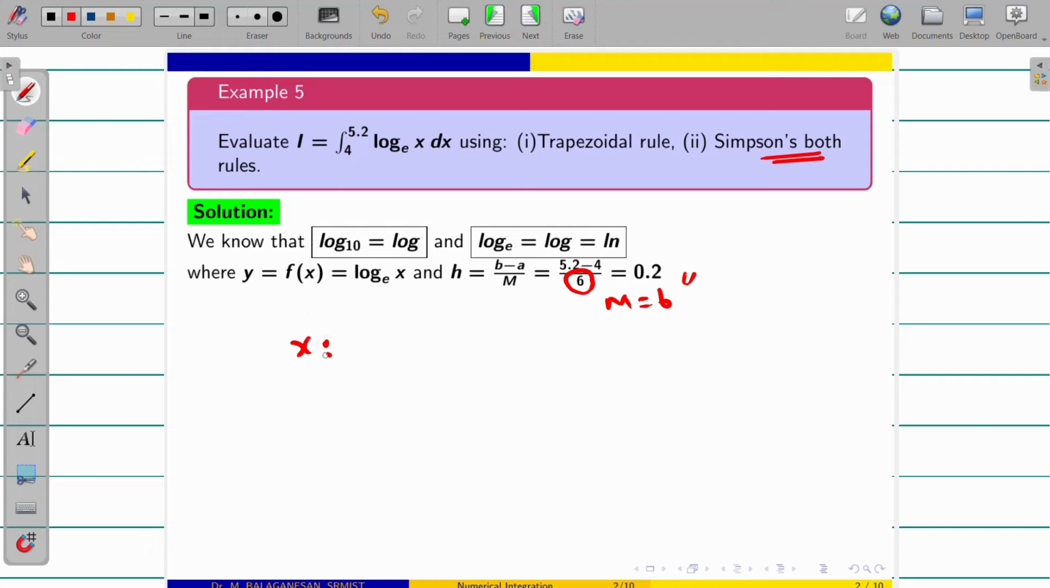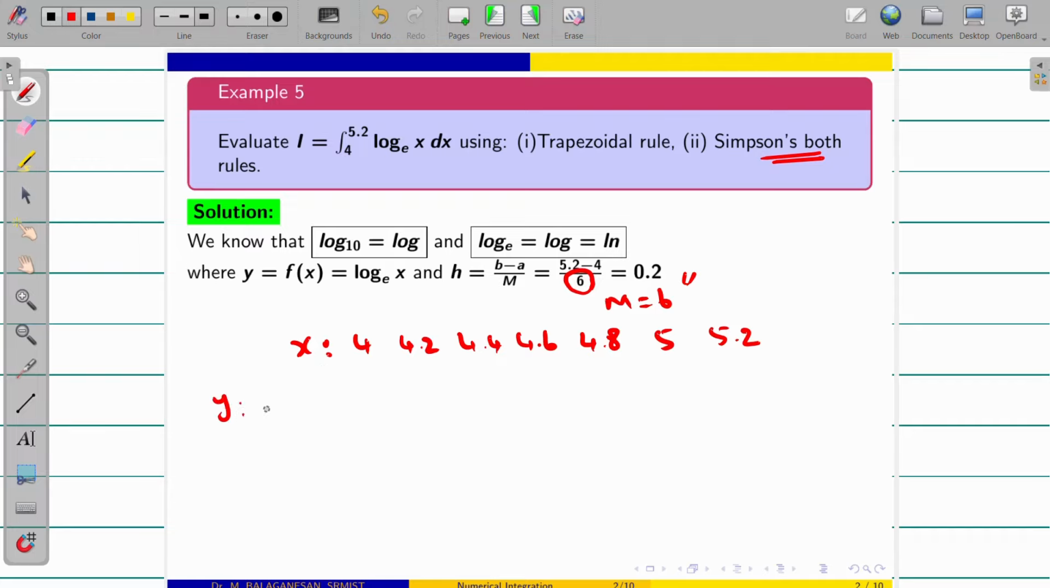So what about the x value? It's varying from where to where? 4 to 5.2. What about the h value? 0.2. So 4, 4.2, 4.4, 4.6, 4.8, 5, 5.2. That's it.